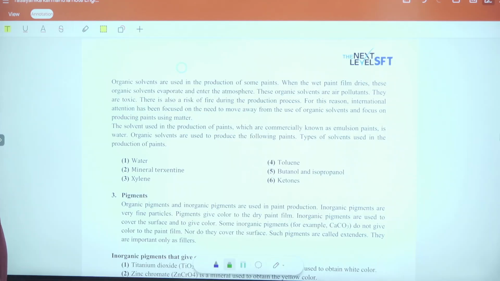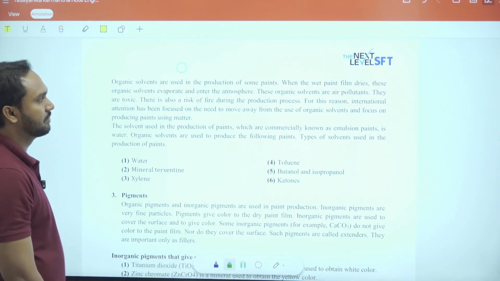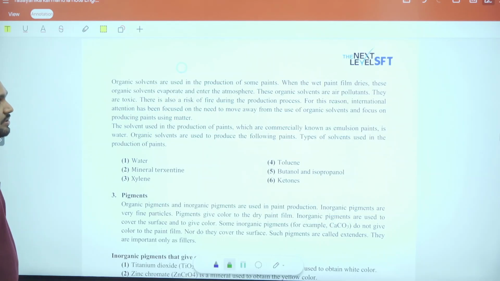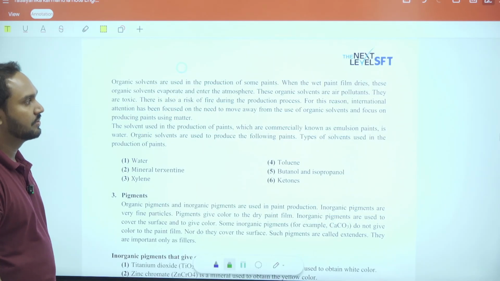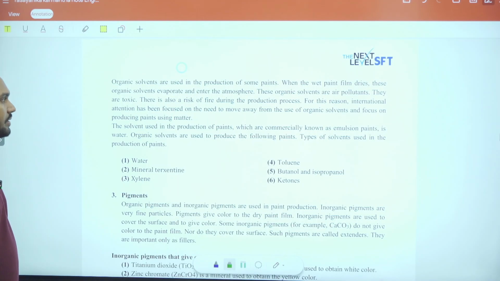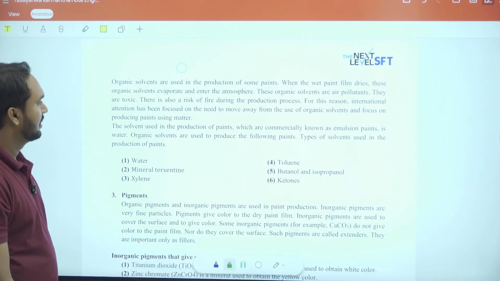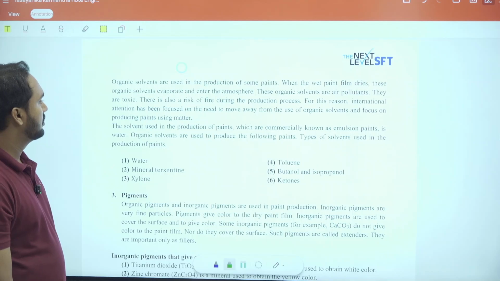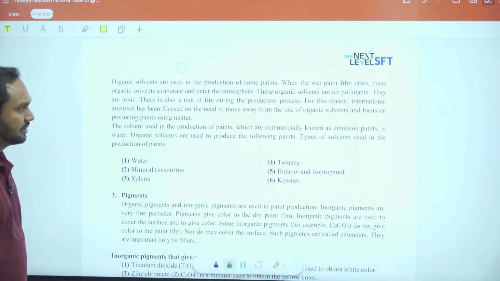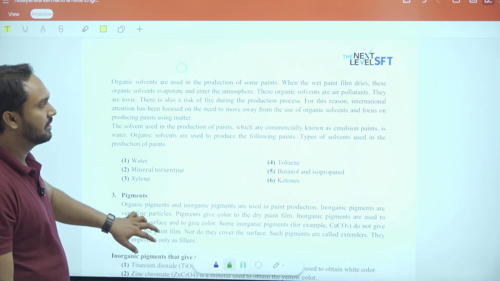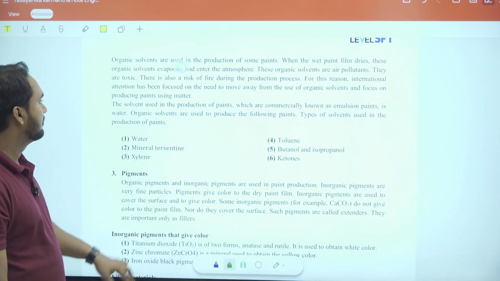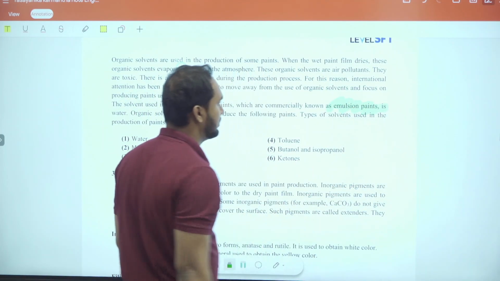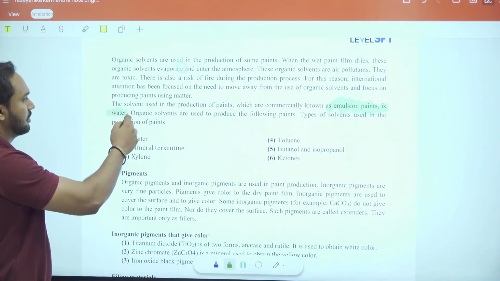They are toxic. There is also a risk of fire during the production process. For this reason, international attention has been focused on the need to move away from the use of organic solvents and focus on producing paints using water, right? The solvent used in the production of paints, which are commercially known as emulsion paints, is water. Highlight it. Emulsion paints, the solvent is water, right?